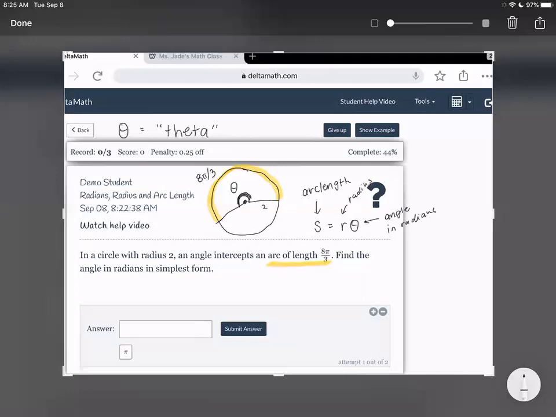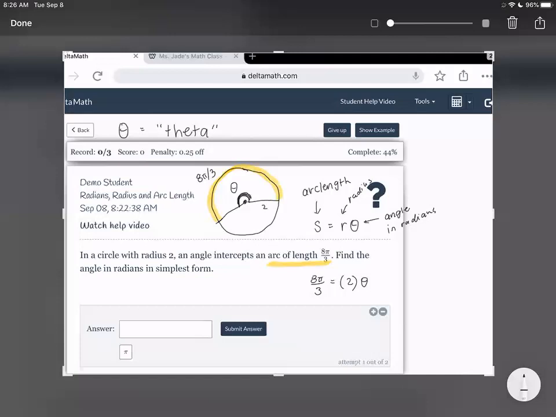Okay, so we're going to be using this formula. So make sure you write this formula down and keep it in your notes so that you will remember. Okay, so now let's plug it into our formula. So our S, which is our arc length, that's 8 pi over 3, is equal to our R, our radius, which was 2, multiplied by our angle theta. So far, I just put 8 pi over 3 as our arc length is equal to 2 as our radius times theta. And then we're going to be solving for theta.